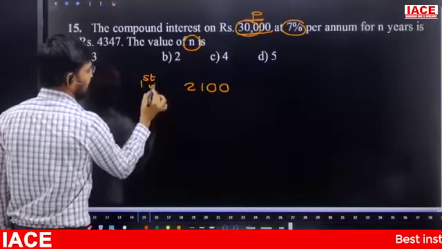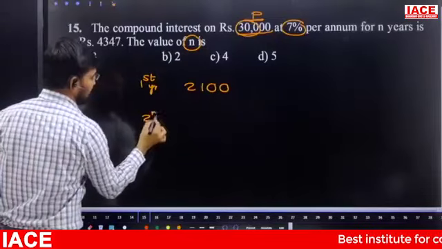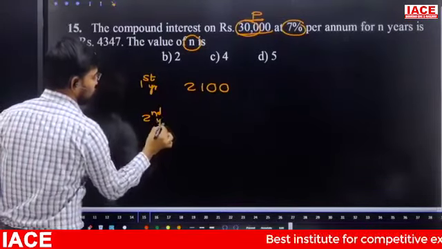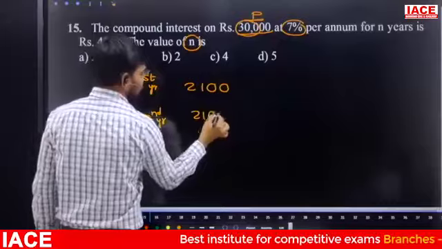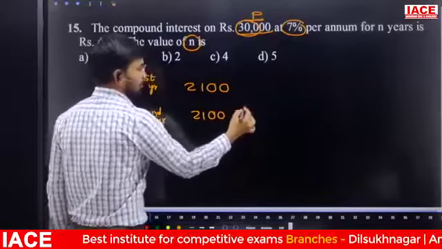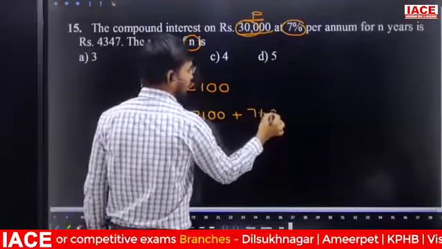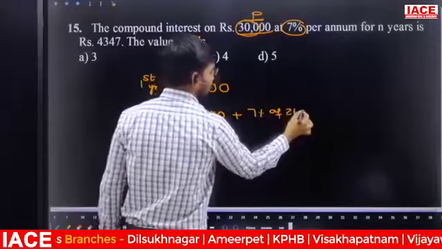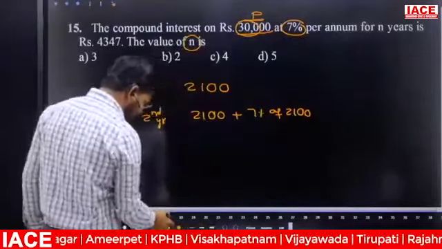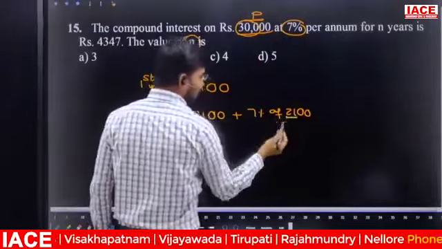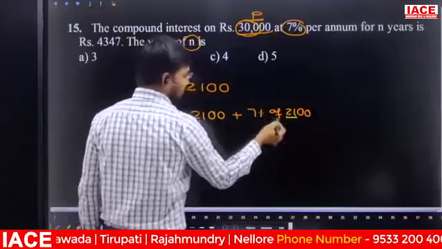Second year interest is what amma? Second year interest is nothing but 2,100 plus 7% of 2,100. 1% is nothing but 21 na. 7% is nothing but what? 7 into 21.